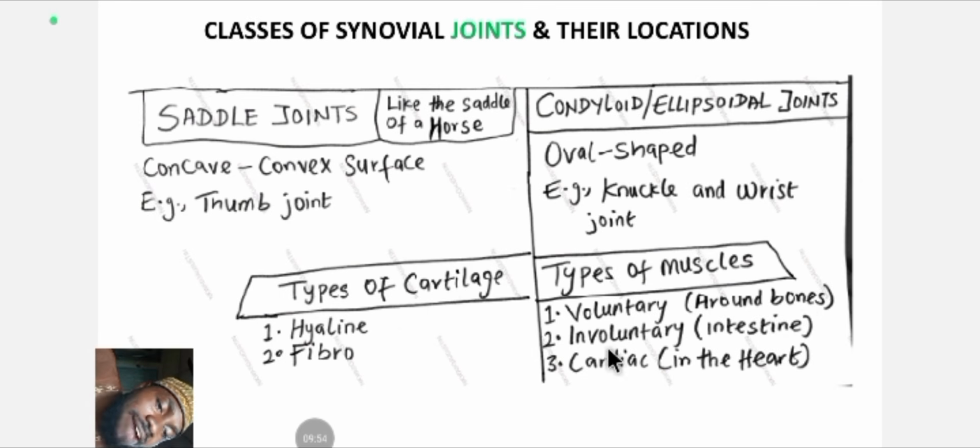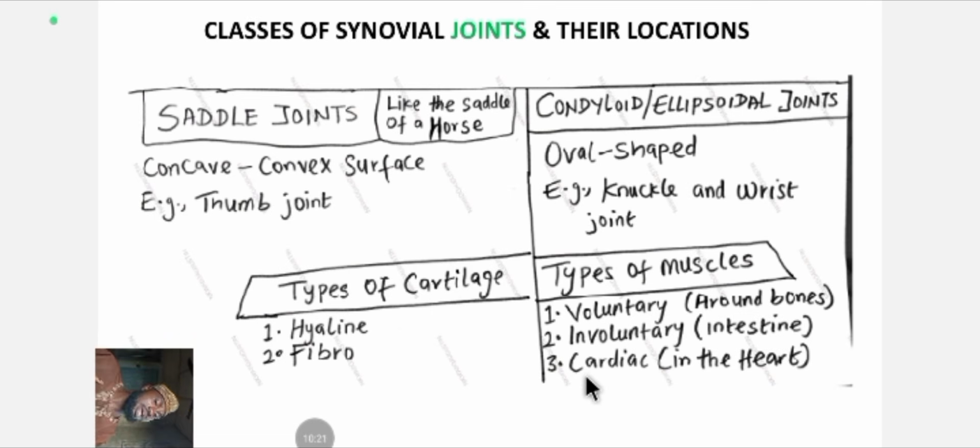Number two is the involuntary muscle. It's a muscle we can't control. We have two types of muscle that we can't control. The cardiac muscle also falls under the involuntary muscle. The major types of muscle are the voluntary muscle and the involuntary muscle. The cardiac muscle falls under involuntary muscle because we can't control it. The involuntary muscle includes the muscle in the intestine and the cardiac muscle.